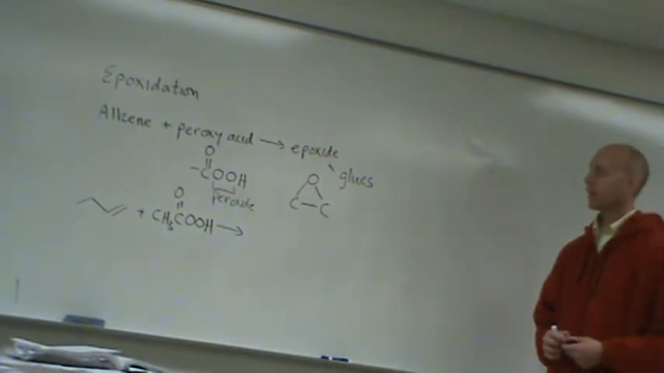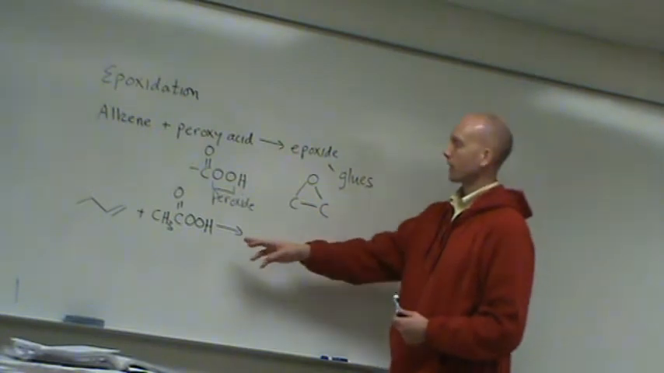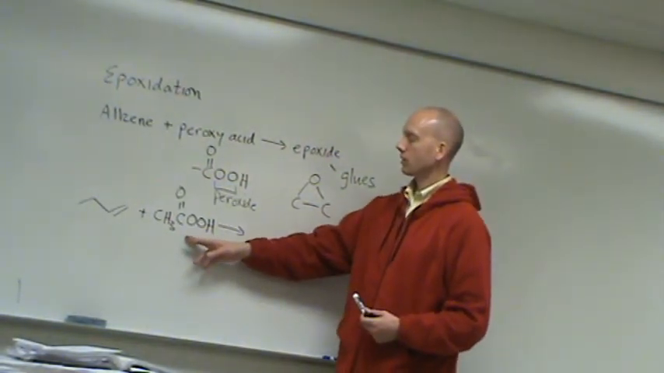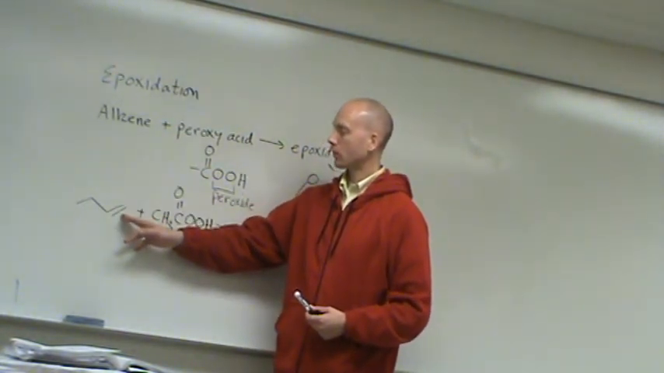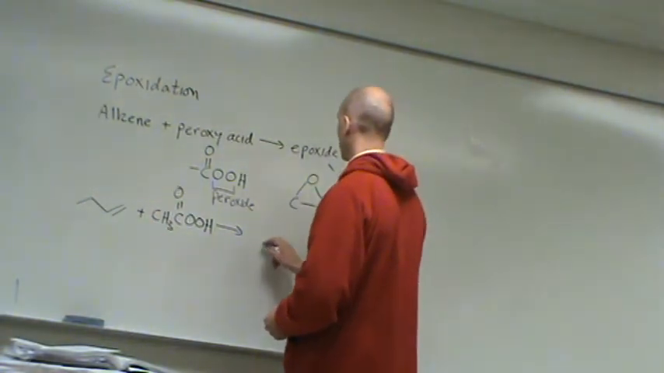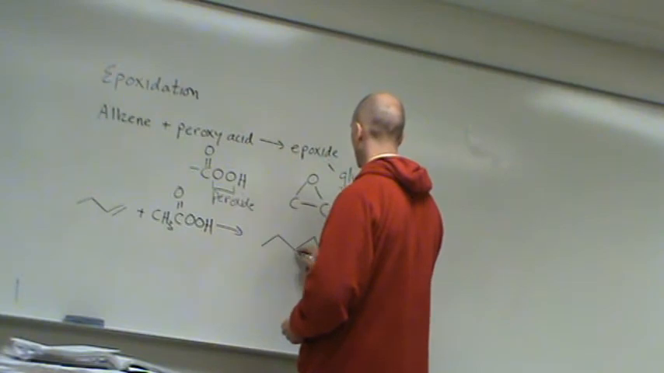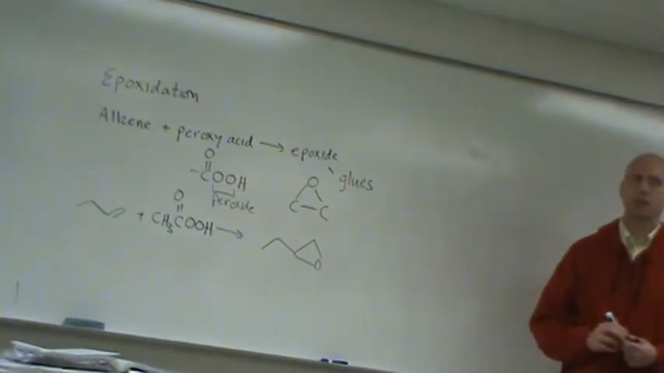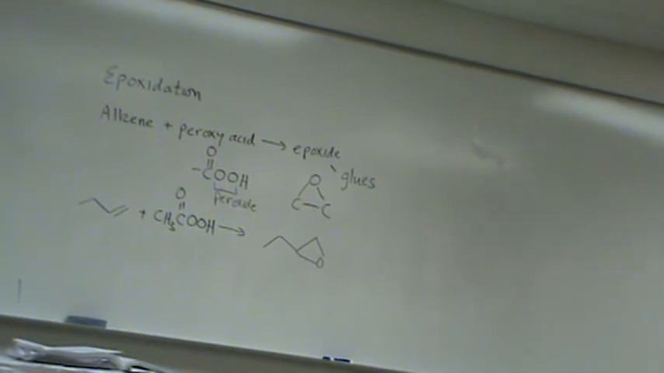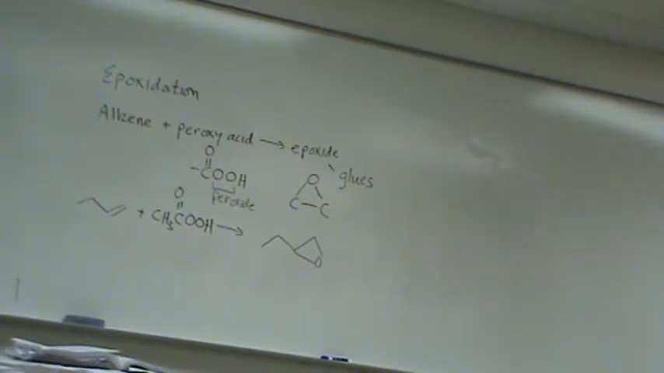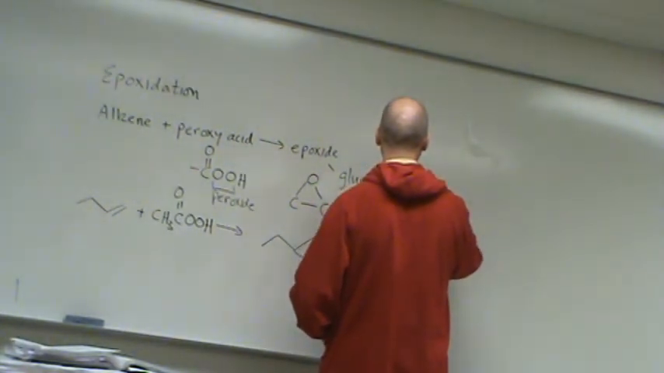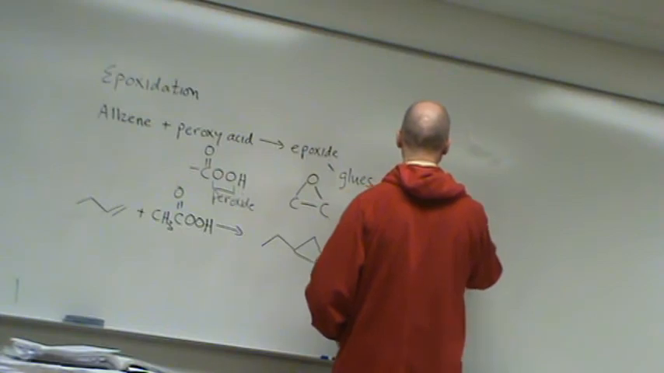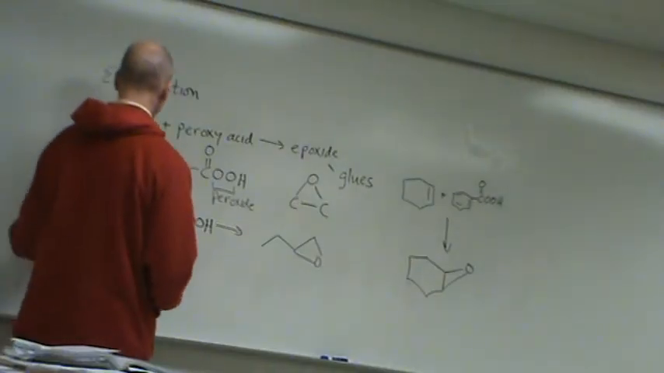So let's look at an example of this. If I have an alkene and react it with a peroxy acid, here it is. What I do, write down the directions, I go to the double bond and I convert the double bond to the epoxide group. Let's do another example. One more example.